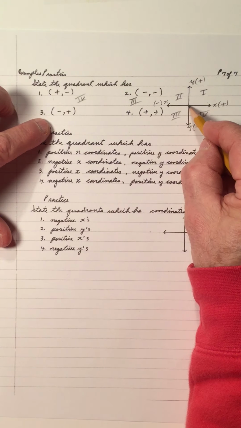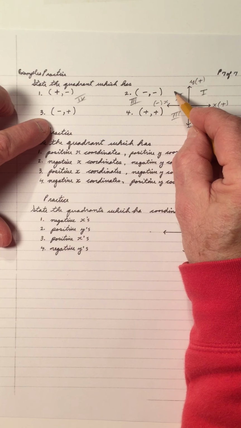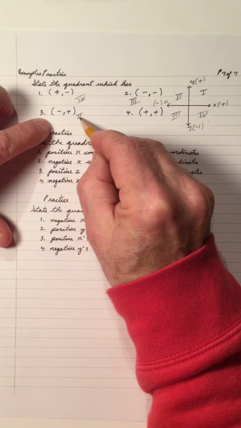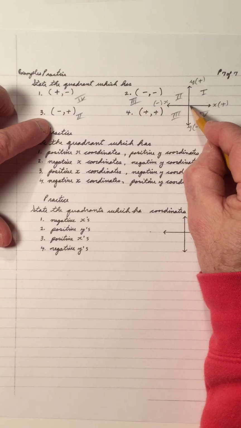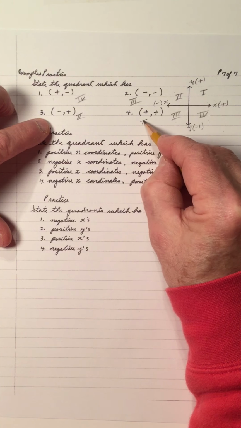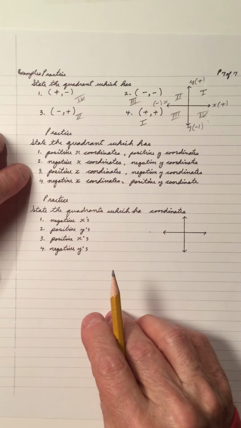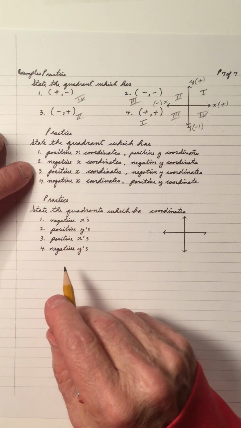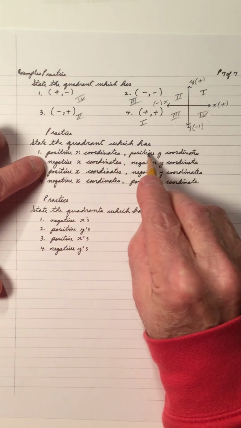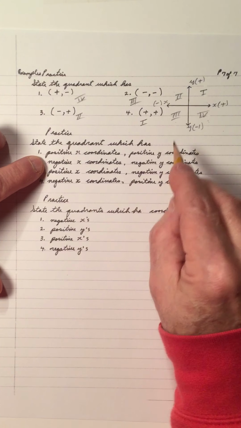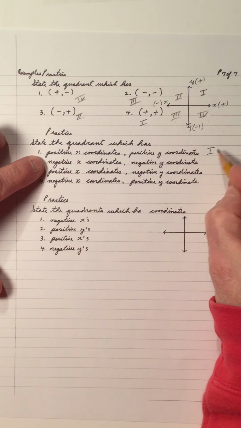X is negative right here. Y is positive right here. So that's quadrant 2. X is positive and Y is positive. X is positive and Y is positive is quadrant 1. Practice. You fill these in yourself, both of these, and I'll give you the answers. State the quadrant which has a positive X and a positive Y. Positive X is right here, positive Y is here, so that's quadrant 1.